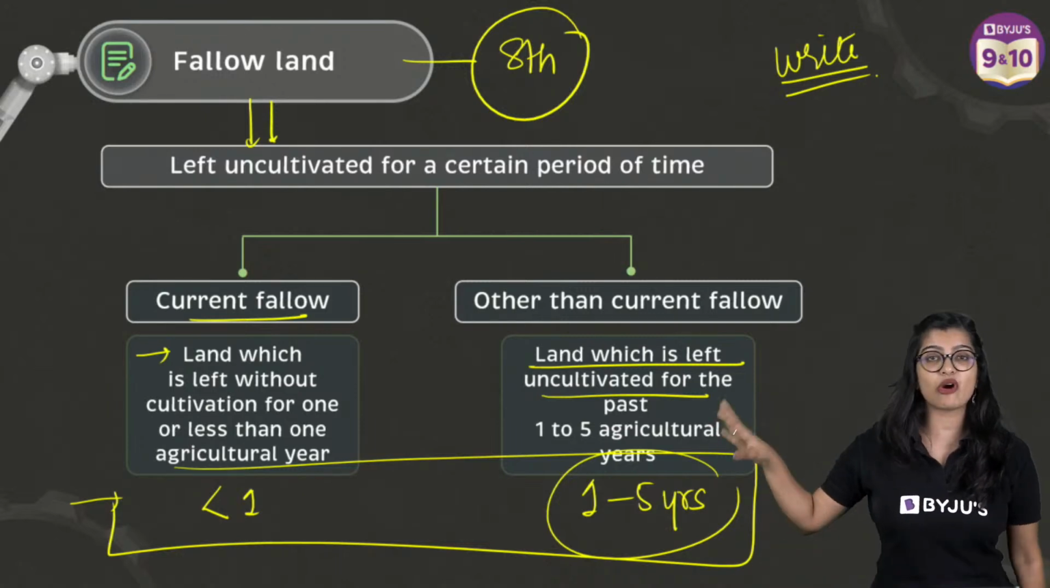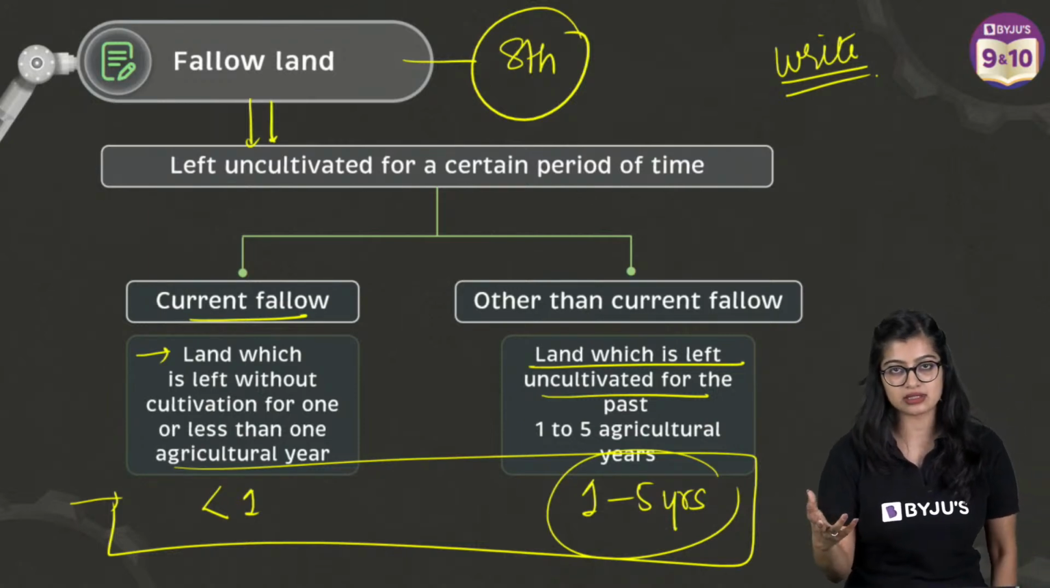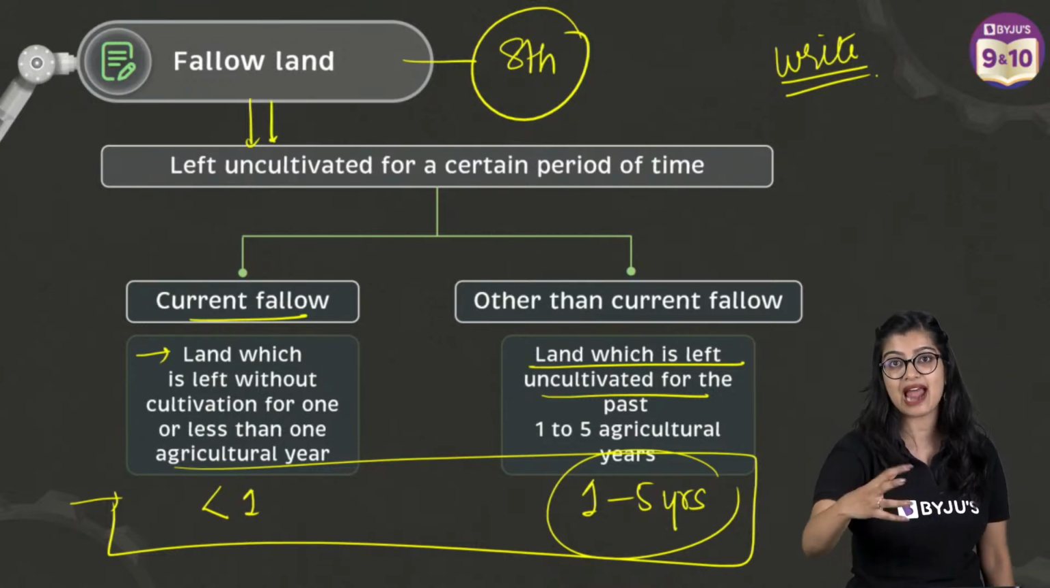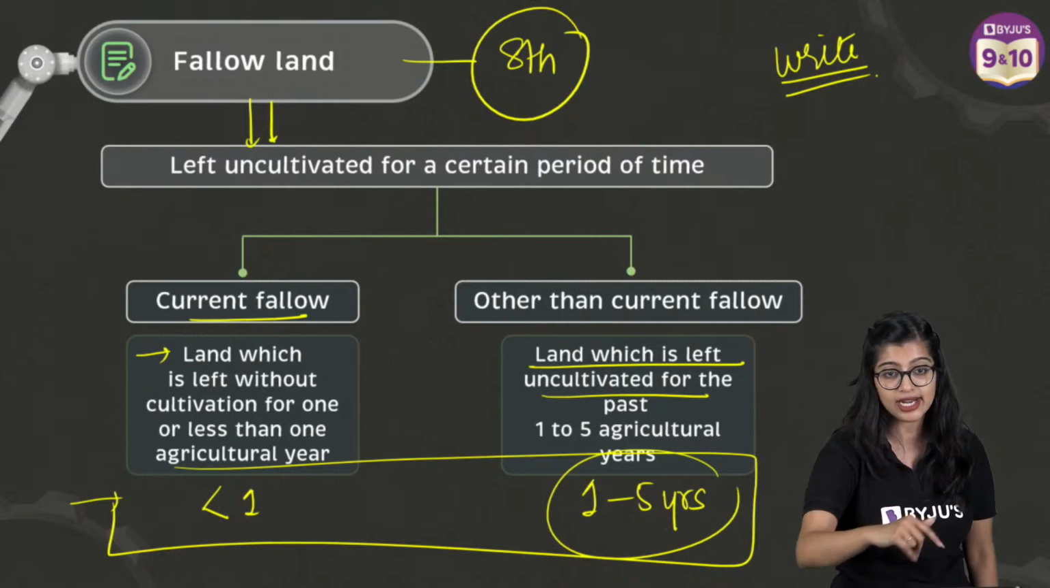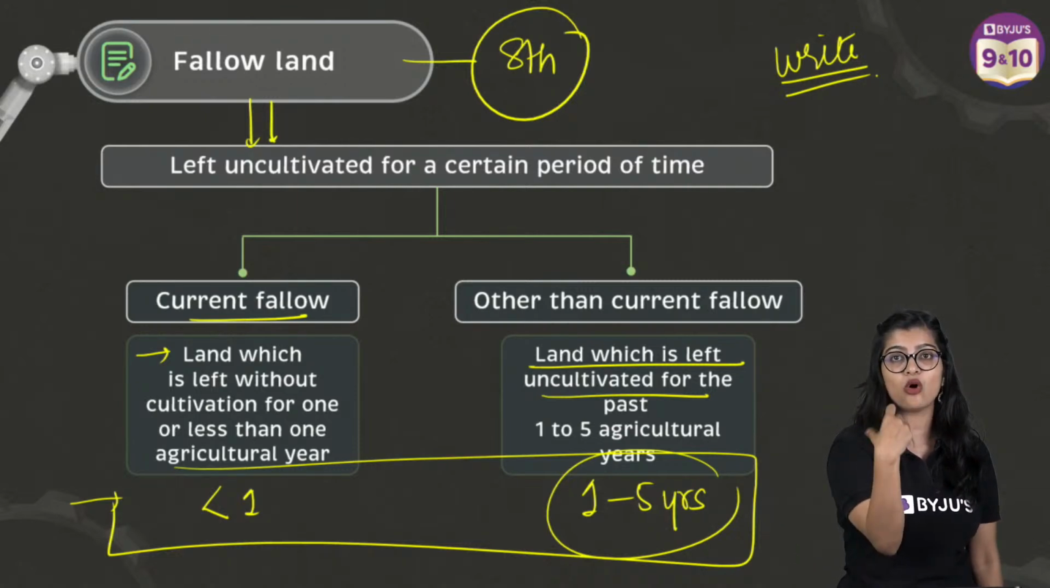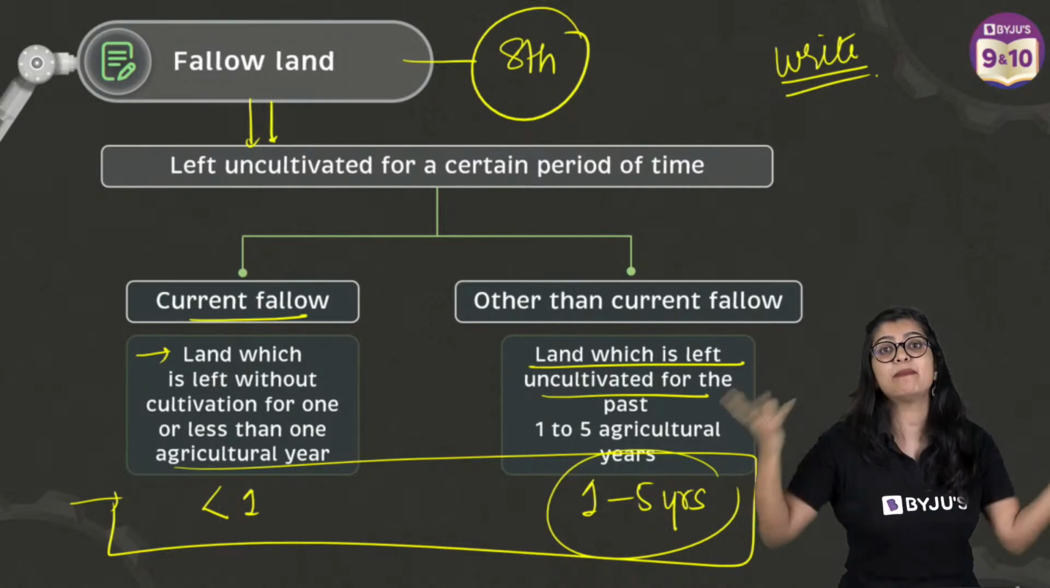Now, why do they leave it for 1 to 5 years? Multiple reasons. One reason, again, probably the land needs more time to replenish, right? So fertility is basically how well plants can grow, right?